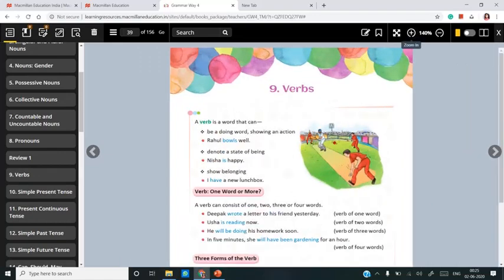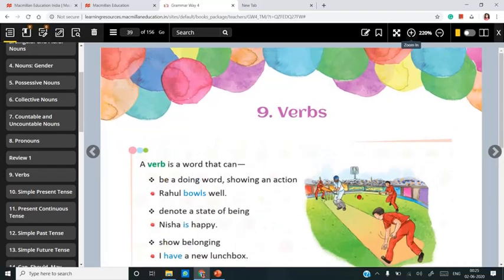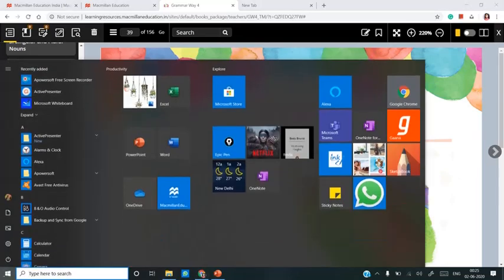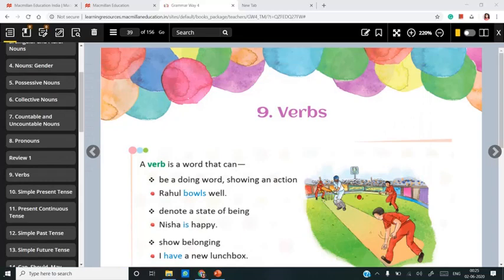Wait a second. Open your books till that. So on the screen you can see the 9th chapter, verbs. Here it's written that a verb is a word that can be a doing word, showing an action, like Rahul bowls well. It also denotes a state of being. It also shows belonging. So this we have already done.